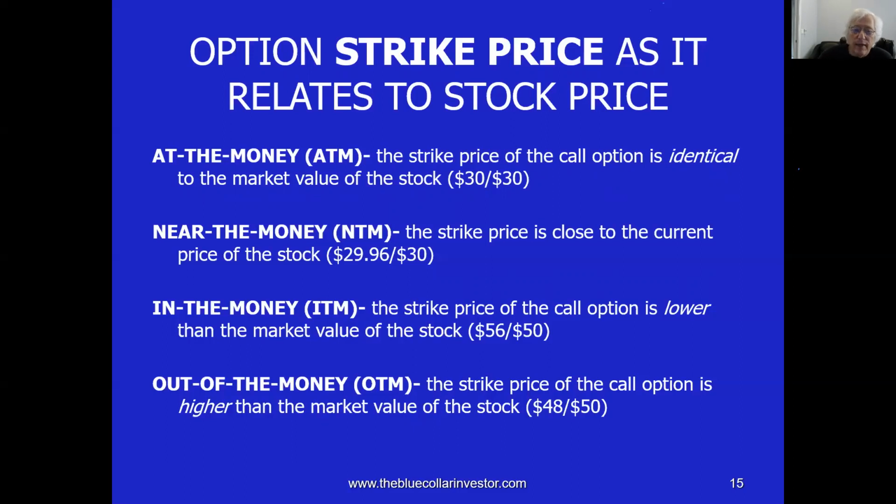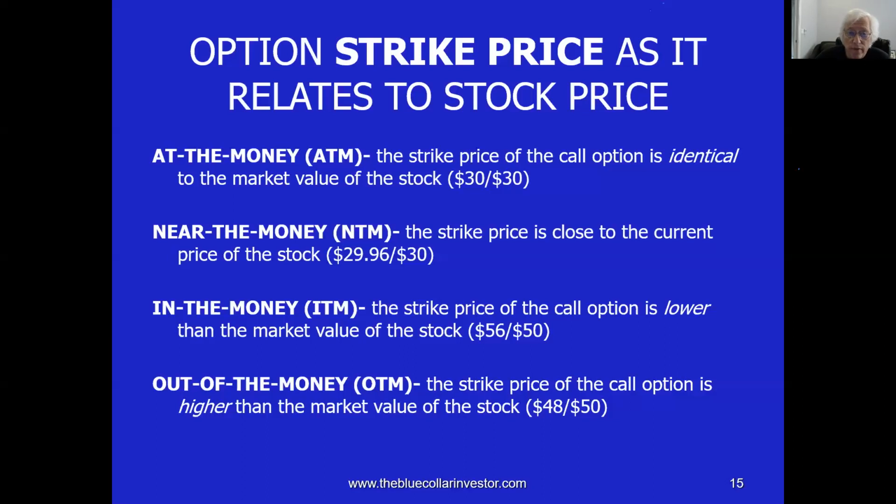Now, closely related to that is near the money. Near the money is where the strike price is very close but not precisely the same as the current market value of the stock. So if the stock is trading at, let's say, $29.96 and we sold the $30 call option, technically that $30 call option is higher than the current market value of the stock, but it's so close that investors will refer to this as near the money. Almost the same thing as at the money.